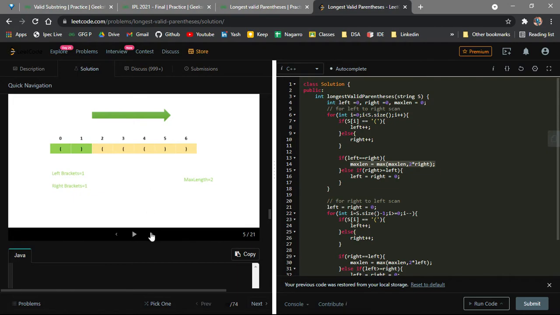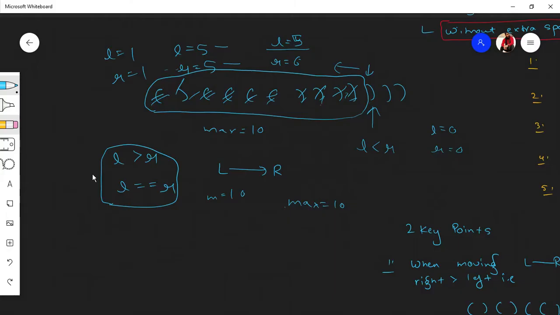Then move ahead. L is 2, no problem. If left is greater than right, no problem. Again, L is 3, no problem. L is 4, no worries. R is 2, okay. Neither is it equal to left, nor greater, so no problem. R is 3, L is 4. I have told you here also.